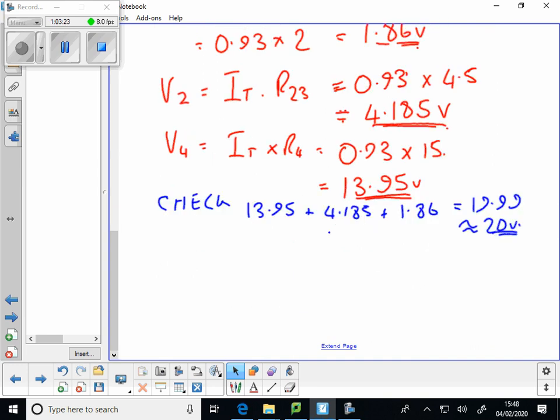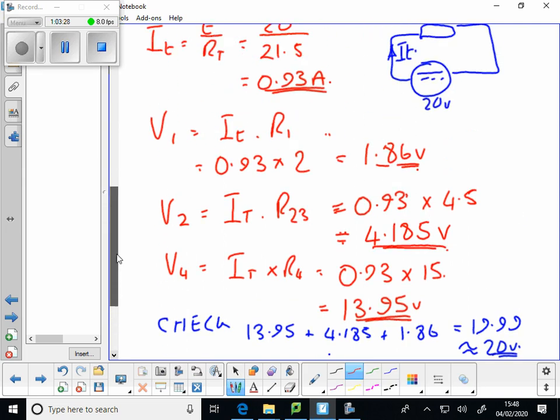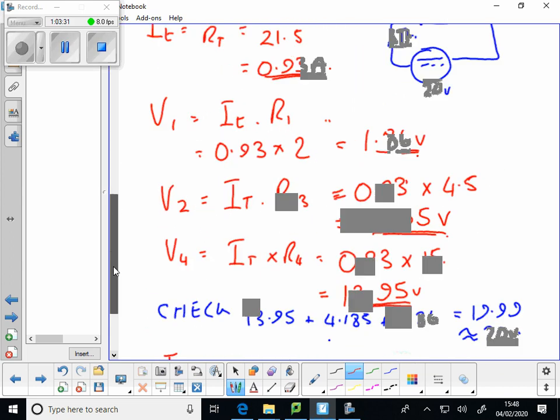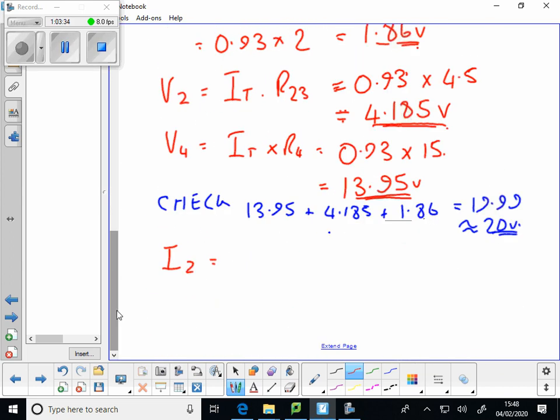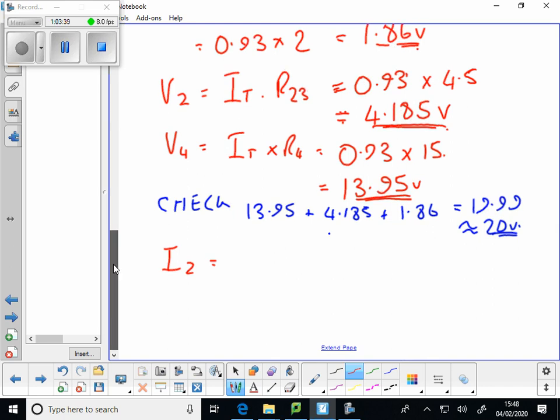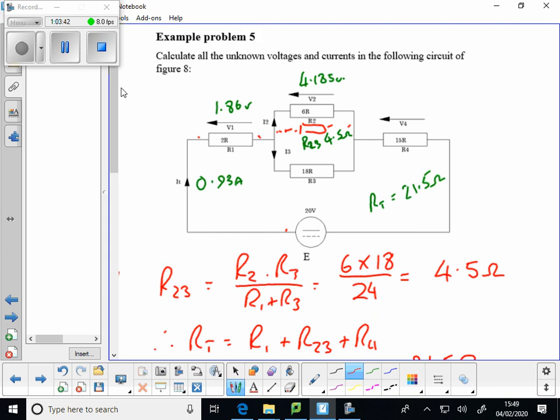Now, so I1, I called it I1 or I2? I2 is equal to, this is where a lot of people go wrong, I2 is equal to, it's got to be this voltage. So many people at this point in exam questions at the foundation degree use the 20 volts.